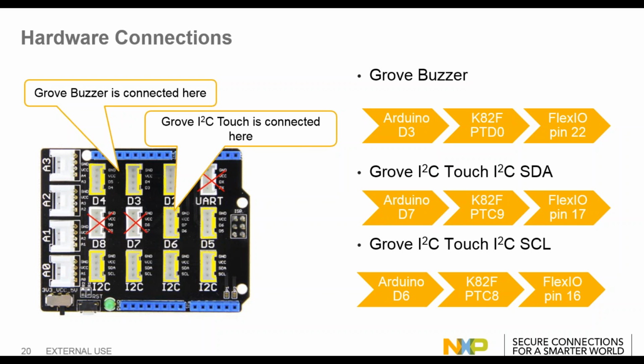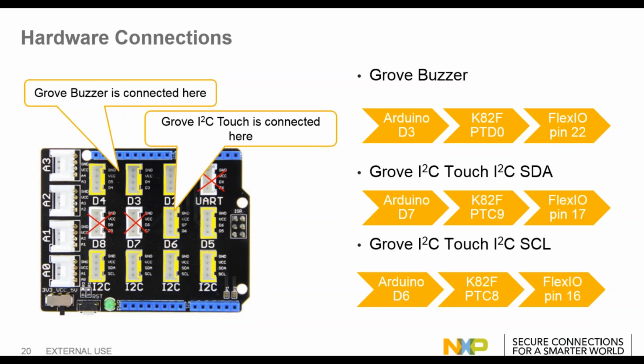So the point here is there's some translation that needs to be done at the hardware level. You need to understand these hardware connections. The D3 signal is what is actually physically connected to the buzzer. That's physically connected to the PTD0 pin of the KD2F. And then each pin in the MCU has pin multiplexing options, and the multiplex option associated with FlexIO on PTD0 is pin 22. So this is all relevant and important information for creating your software that connects to the Grove buzzer.